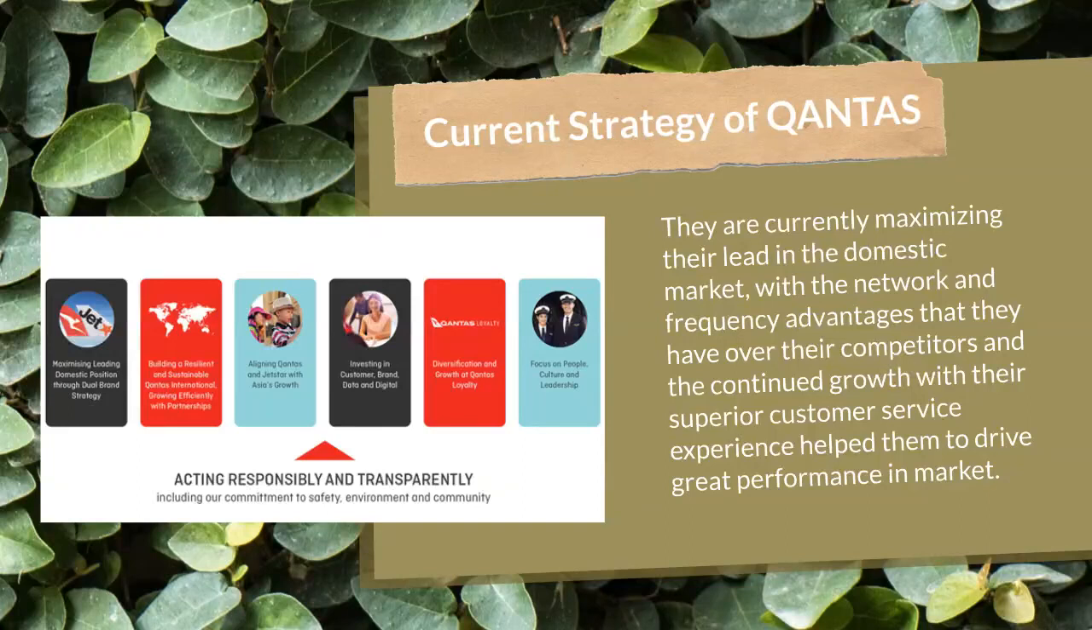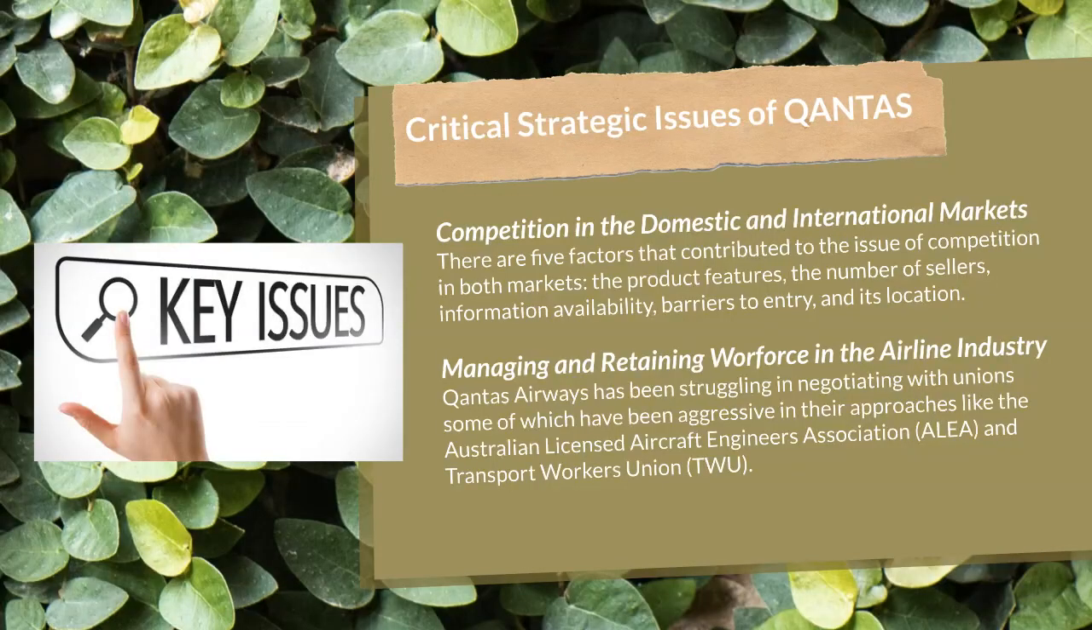As for the operating strategy, they aim to achieve the top quartile total shareholder returns. So this is aiming in connection to the six strategic pillars that they have. If we look at this screen, we have the six strategic pillars. That's basically the main of the current strategy of Qantas. Based on their strategic pillars, they are currently maximizing their lead in the domestic market with the network and frequency advantages that they have over their competitors and the continued growth with their superior customer service.